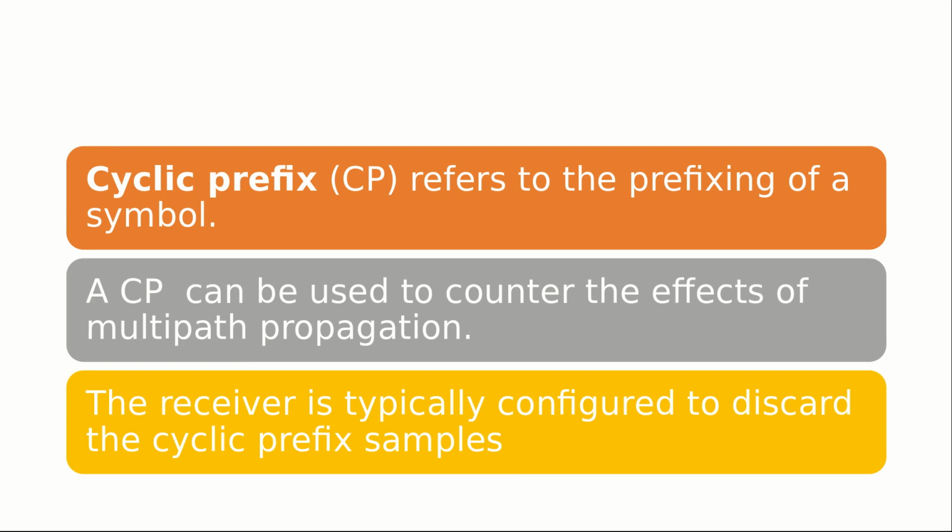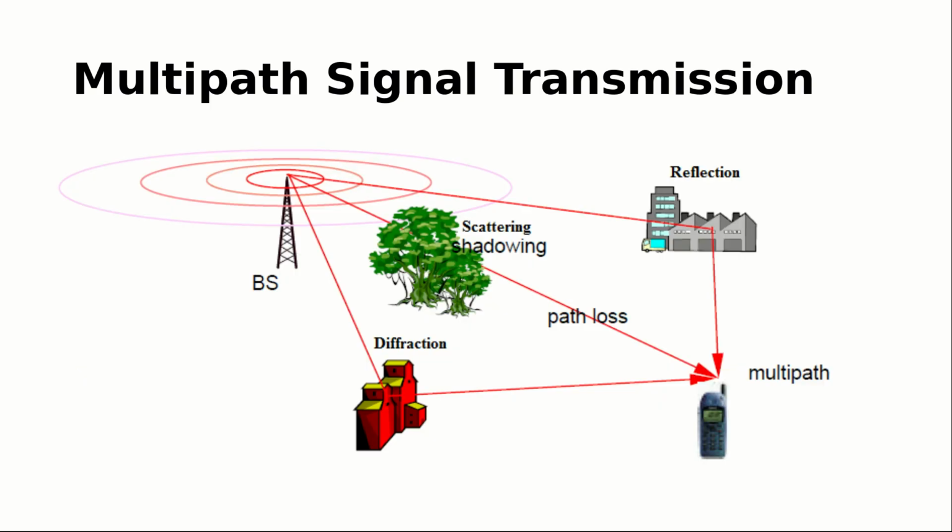So when we send the CP with our actual data, the receiver is configured to receive the actual data only and discard the cyclic prefix. Cyclic prefix is nothing but a discontinuous transmission, or unused data, or the same data only. So it can be anything. First we will come to what is multipath propagation.